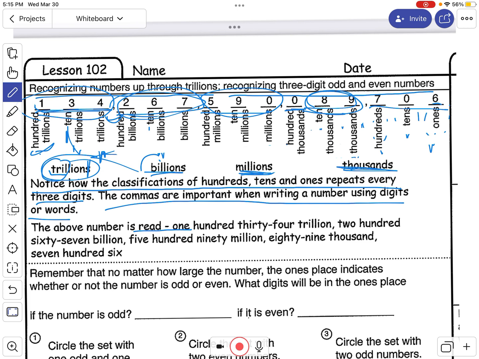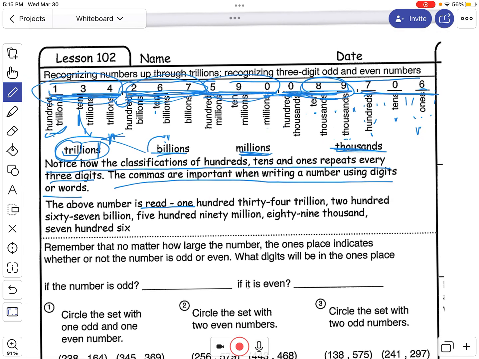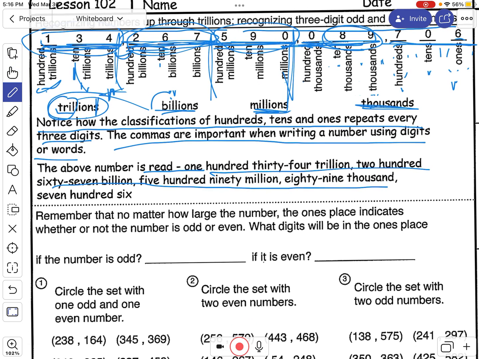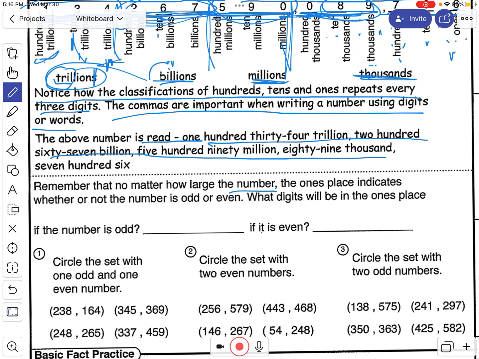Let me say that once again. Follow along now. 134 trillion, 267 billion, 590 million, 89,706. And that is written right down here for you. Right along there. Notice that there is a comma between each period. Even when you write it in words, there's commas when you write it in words.